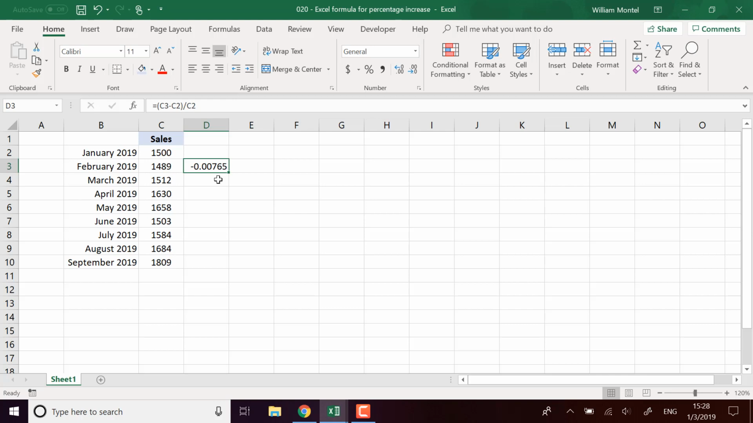To display it as a percentage, you just click the percent button in Excel, which is going to display it as a percent, and you can change the accuracy with these two buttons. You can move the decimal. So here what we see is minus 0.8% change, which means it's a 0.8% decrease from January to February.